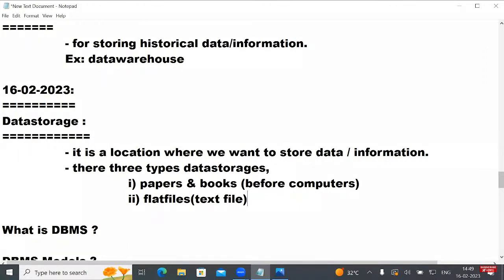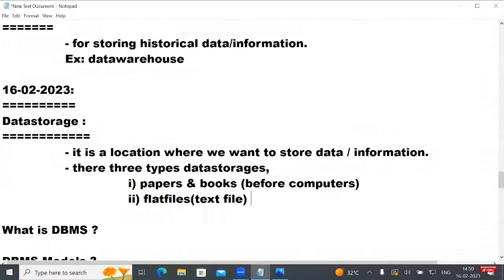For this purpose, I don't want to install any other software. When you install your OS, some files automatically come to you. These are called default files, and one of them is the text file. So initially, when computers were introduced, business-related and organization-related information was stored in computers. But storing in computers means storing in files, and those files are called flat files or text files.